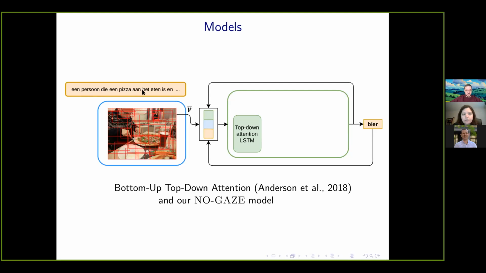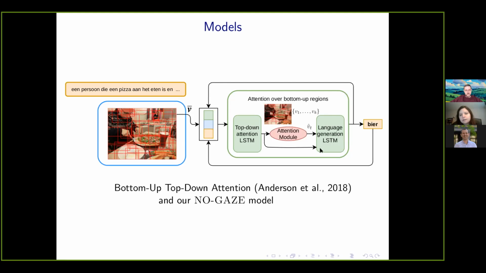And here, let's say this is the description, and we will output words. Here the visual input is the mean pooled vector for all of these bounding boxes. So we have the features for 36 bounding boxes, and then we give the mean pooled vector as input to the model. And here we have the top-down attention LSTM, which will learn to apply top-down attention over these different sized boxes. We have the language generation LSTM that generates the words. And in the middle, we have the attention module that learns to attend over these boxes.